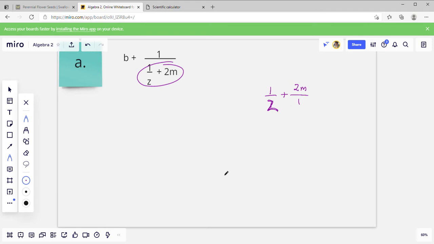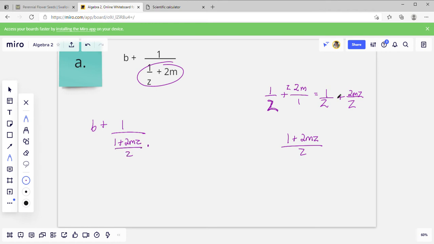Alright, so that means I'm going to have to find a common denominator. I want it to be z on both. So we're going to have to multiply that times z. So I've got 1 over z times 2mz. So I'd have 1 plus 2mz over z. Alright, so now I've got b plus 1 over 1 plus 2mz over z.